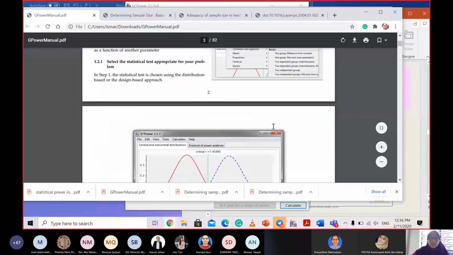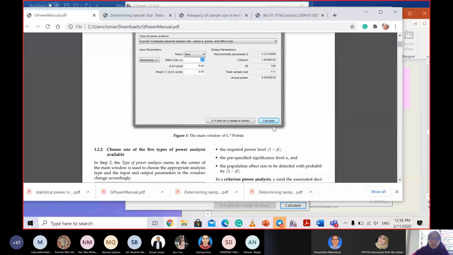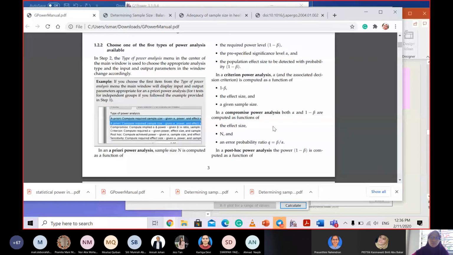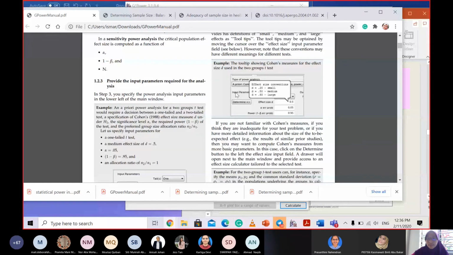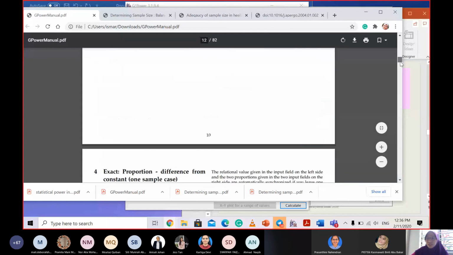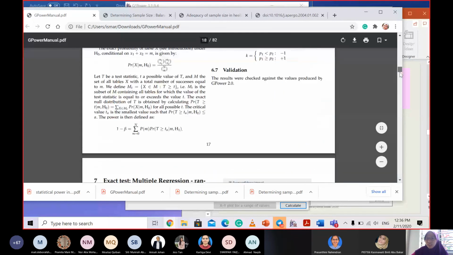So in here you can study at your own pace, according to your research questions, the specific objective that you want to do. They will show you the effect size: small, medium, large. For example, I want to go to logistic, 67.